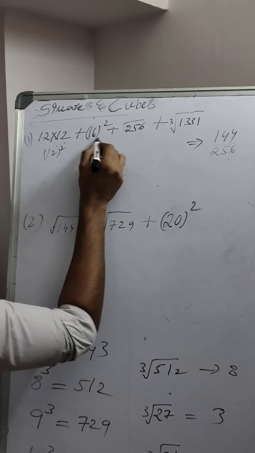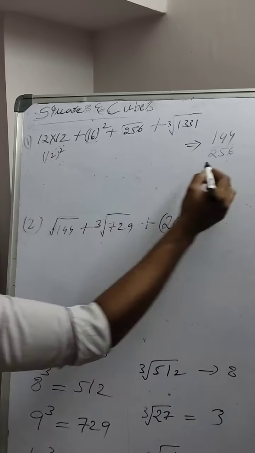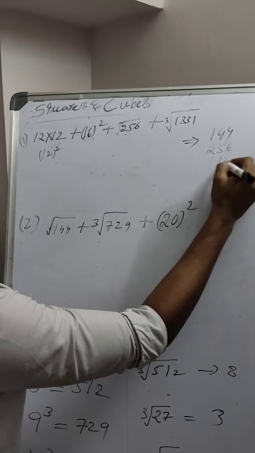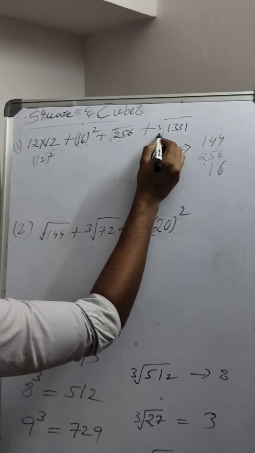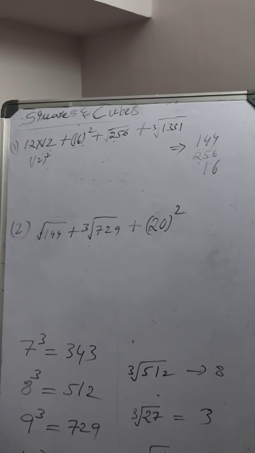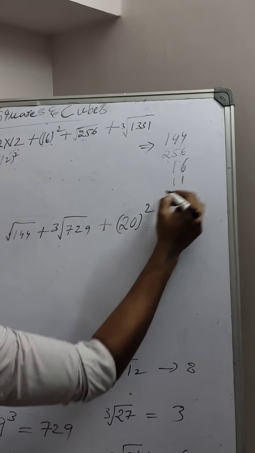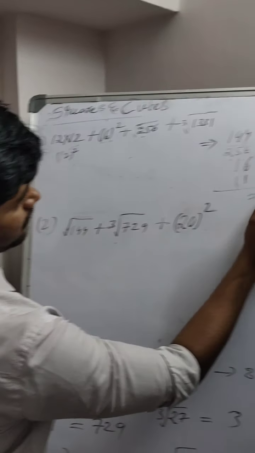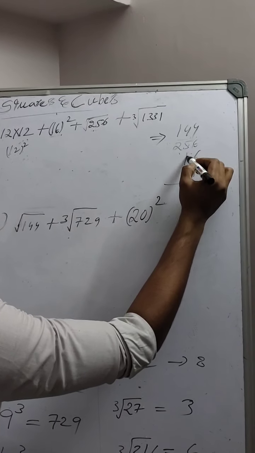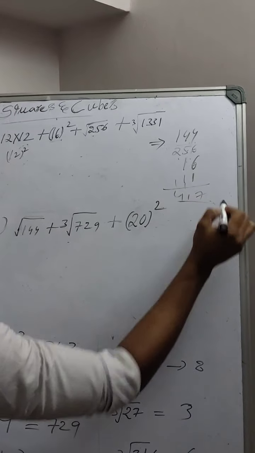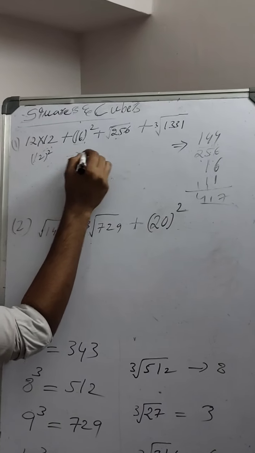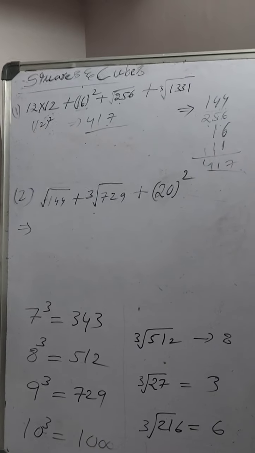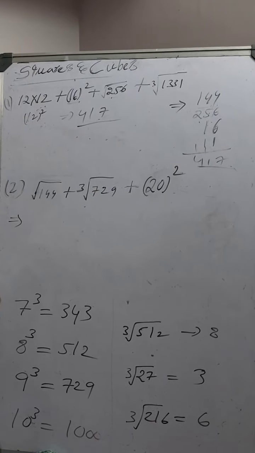16 square is how much? 16 into 16, 256. Square root of 256 is equal to 16. Cube root of 1331, how much? 11. So let's add all this: 144 plus 256 plus 16 plus 11. So the answer is 427. If you practice these things, it will be easy to solve in a quick time.